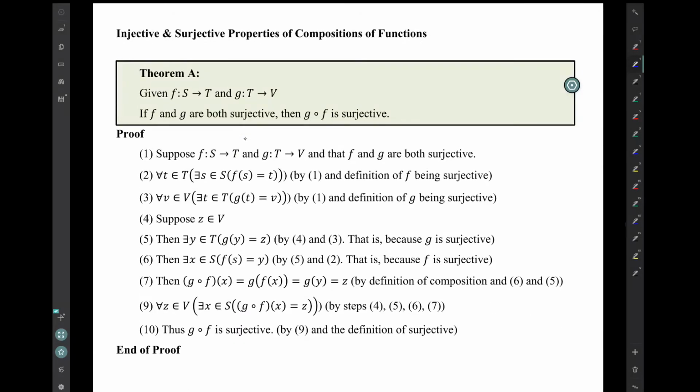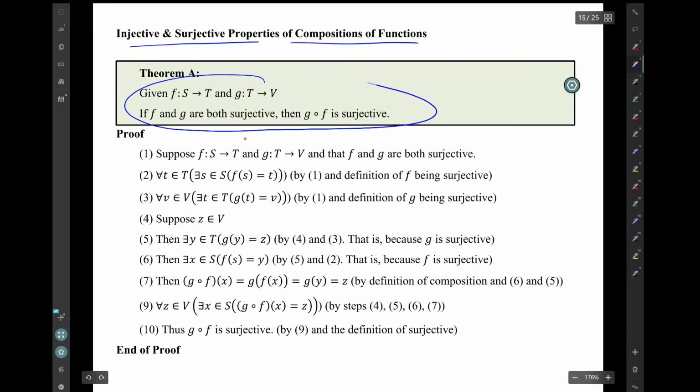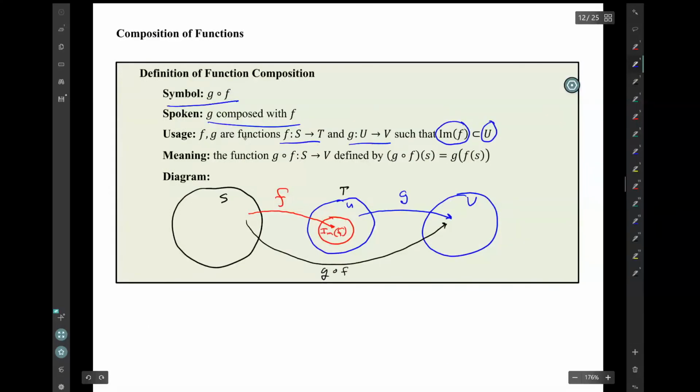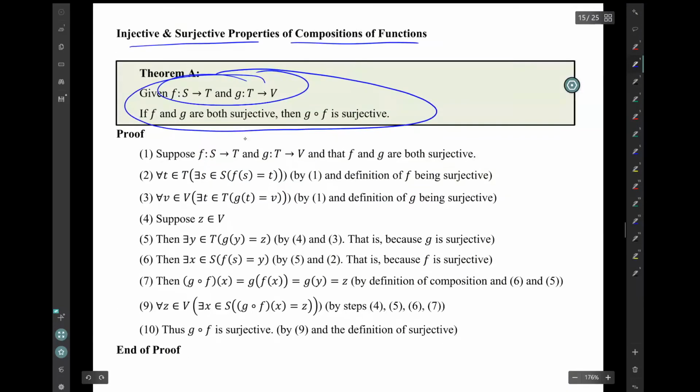I want to talk about injective and surjective properties of compositions of functions. So suppose I have functions f and g like in that drawing earlier, and suppose that they're both surjective. Well, then it turns out that their composition, g composed with f, is also surjective.